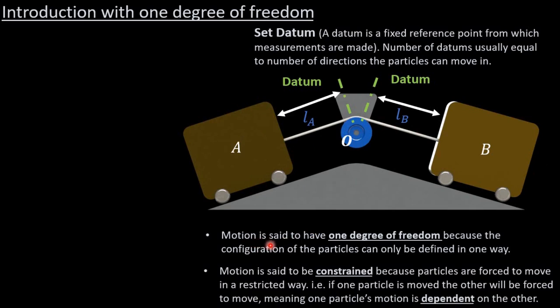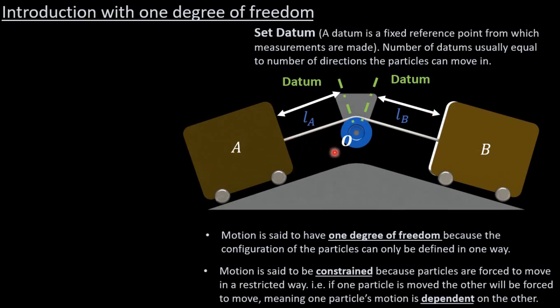The motion is said to be constrained because particles are forced to move in a restricted way. For example, if one particle is moved, the other will be forced to move, meaning one particle's motion is dependent on the other. That's what we mean by dependent motion. And it's constrained because the particles are forced to move in a restricted way. Both of these particles can only move up and down their side of the ramp. Because of that, we say the motion is constrained.